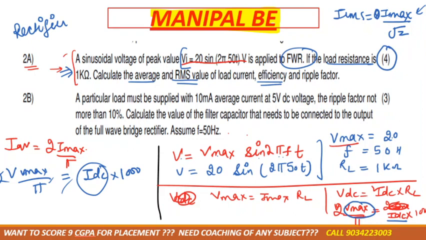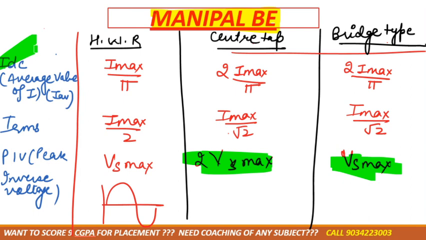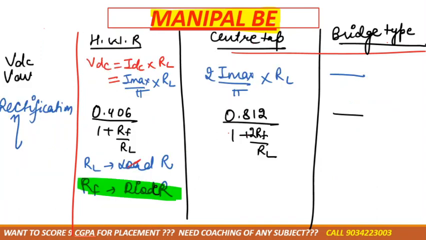Next they are asking the efficiency. For the full wave rectifier, efficiency is 81.2%. As I told you, the formulas for IDC and IRMS, you need to learn all these formulas because no formula is given in your handbook, right? Now in the next case they are asking the efficiency. So the efficiency formula is this one. RL is the diode resistance, correct?